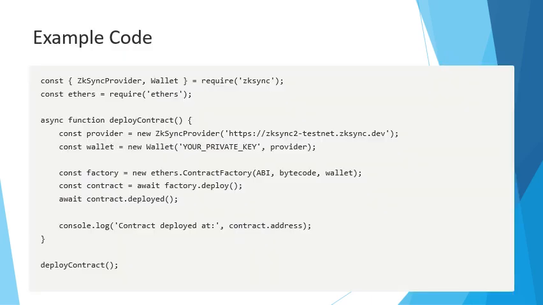So here is an example. First, in the first two lines, we are importing the necessary libraries required. Then we are creating an asynchronous function to help us deploy the contract and get a signer. Then we are creating a contract factory to help deploy our contract. Then finally, we are logging the contract address to the console.